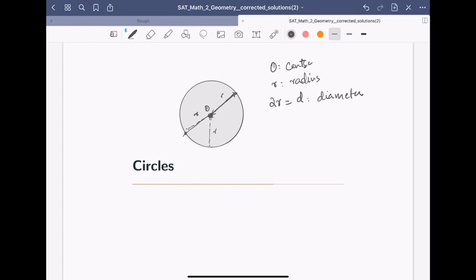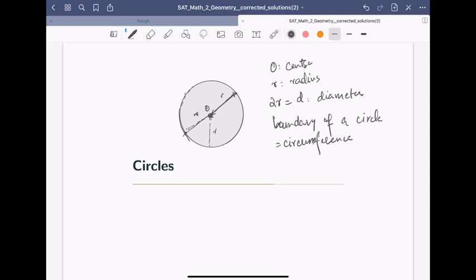Moreover, this boundary has a special name. It's called the circumference. The boundary of a circle is the circumference.